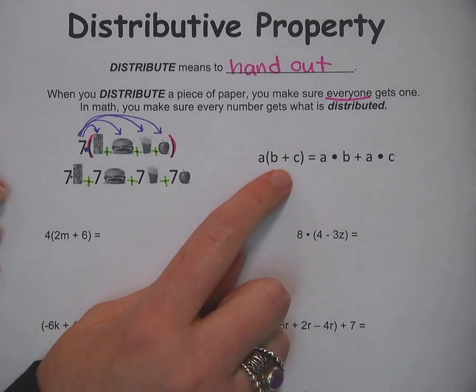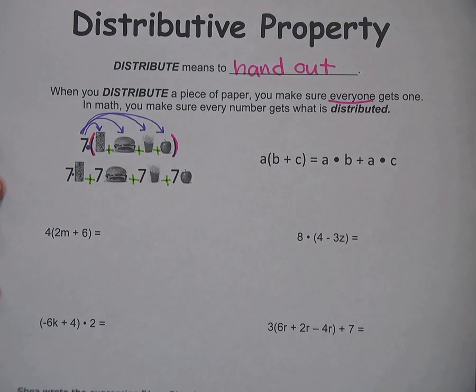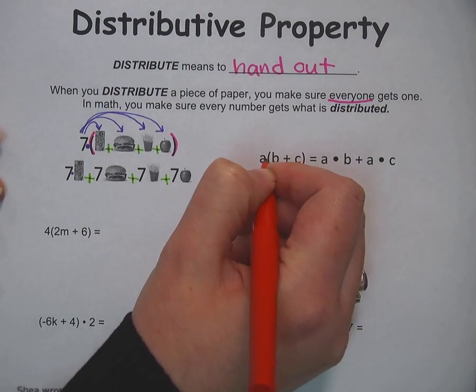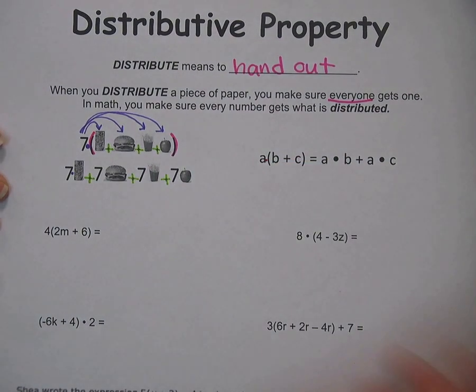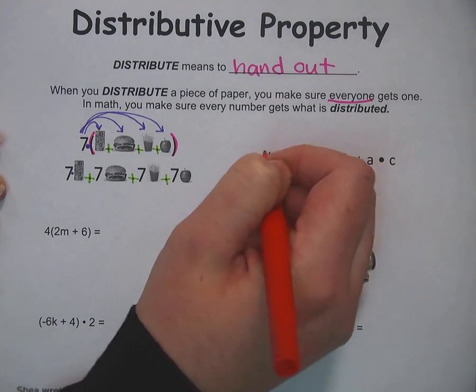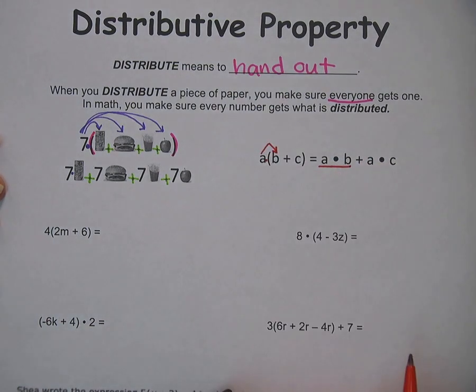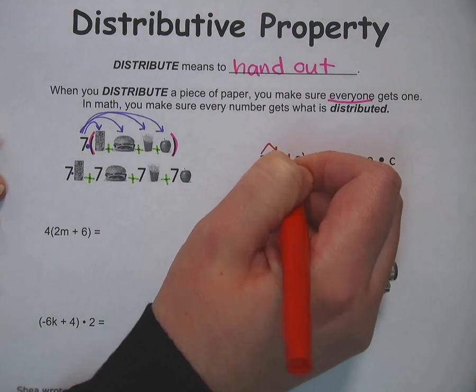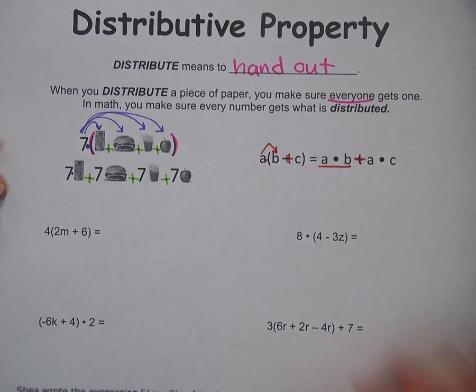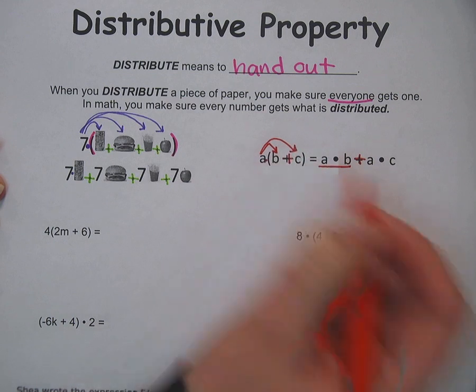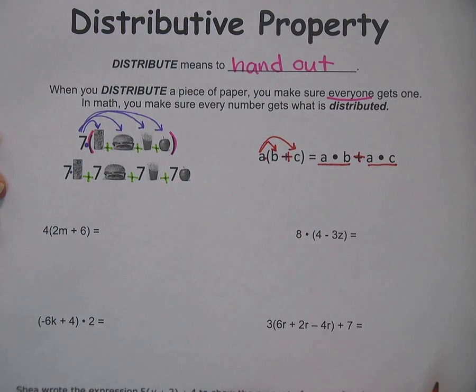Over here, we have it mathematically, so a bunch of letters. We have an A outside the parentheses, and again, there's an invisible multiplication symbol there. So we're going to give the A to everything. We have A times B, which is this first piece. Then we have that plus, which is still there. And then we're going to give the A to the C. So that's where the A times C comes from.